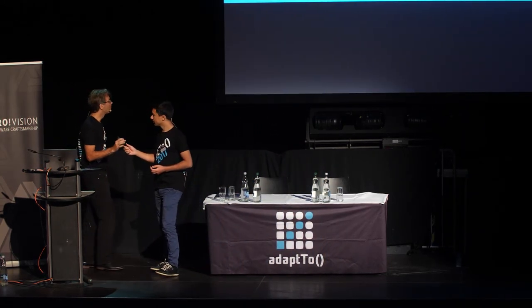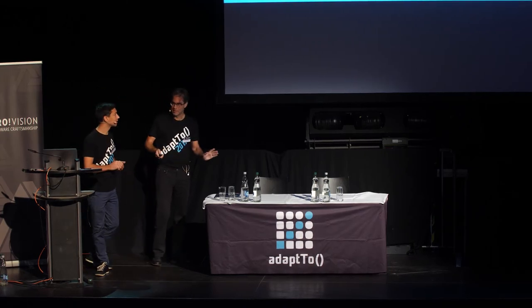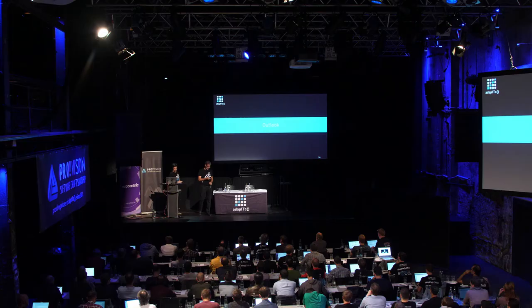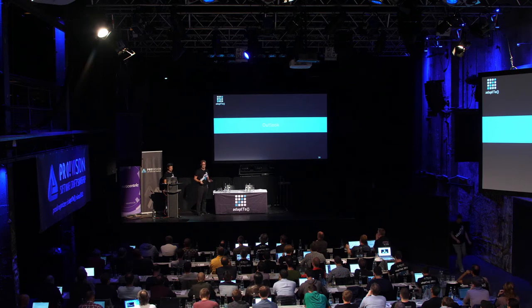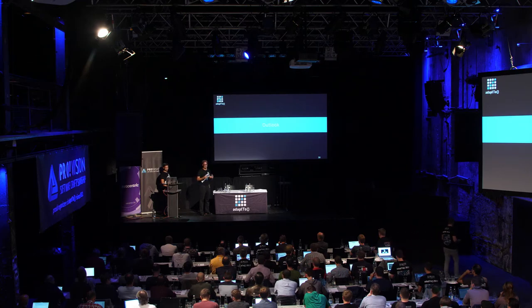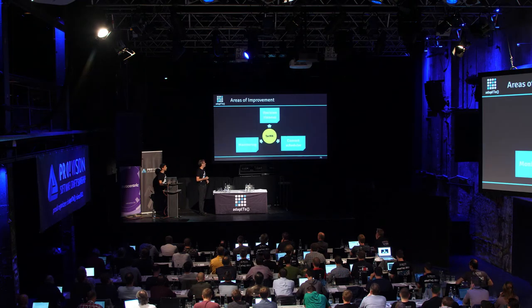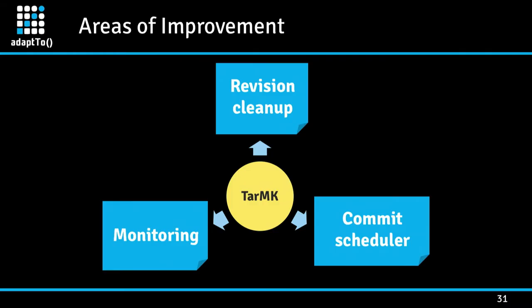Okay, so let's conclude with a quick outlook. So far, everything we've seen was about what can go wrong, what can make your system slow, and what options you have on your end to monitor and to improve the situation. I wanted to conclude with areas of improvement on our end, what kept us busy during the last year, and what we are working on improving from our end.